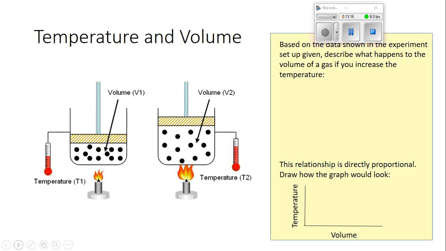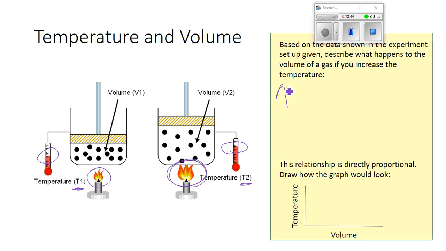Okay, so for all of these, I have a visual to help walk you through it. So based on the data shown in the experiment setup given, describe what happens to the volume of a gas if you increase the temperature. So we have been talking about these factors, and now I'm actually showing it to you. So here's my first temperature, and you see the size of the flame. And here's my second temperature. Oh, and you see this, and you see this. So now it is much hotter.